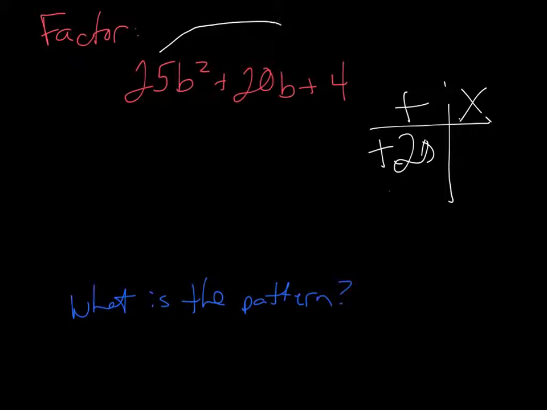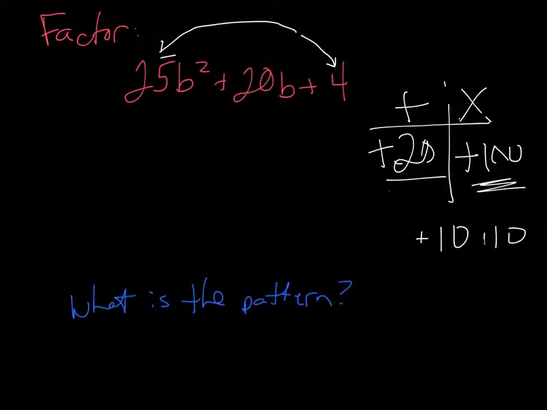Don't forget that you need to multiply these two terms together. So I need to multiply those two together to get positive 100. Okay, good. So now you've got to think to yourself, what multiplies to 100 and adds to 20? And I know because it's a perfect square that it's 10 and 10, both positive.